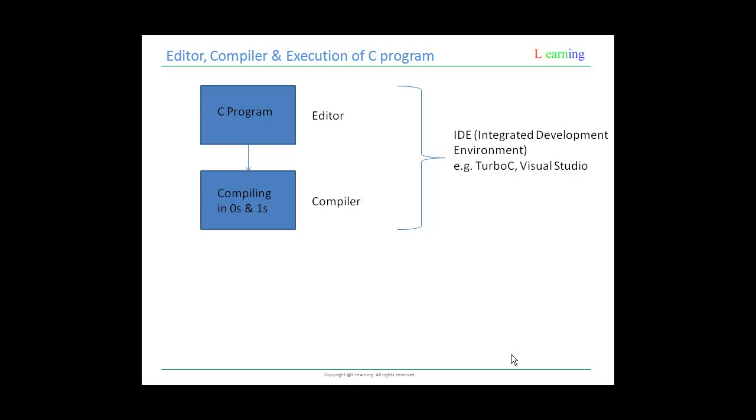Moreover, the same IDE will have a button. Once you click on it, it will compile your program. So an IDE is basically an editor plus a compiler with many more features. For example, the current IDEs available in the market are Turbo C and Visual Studio for different operating systems.